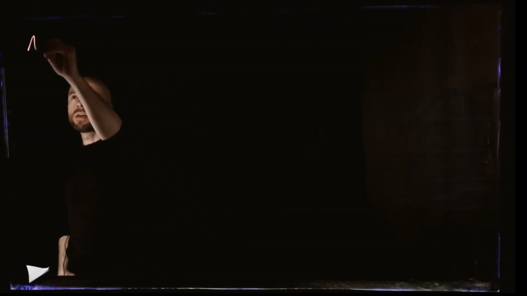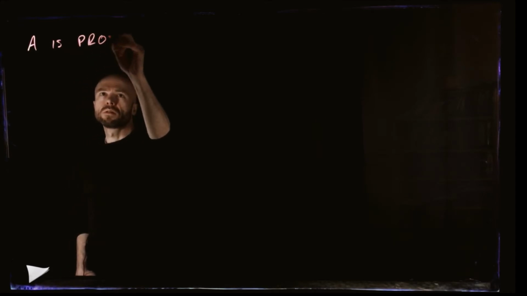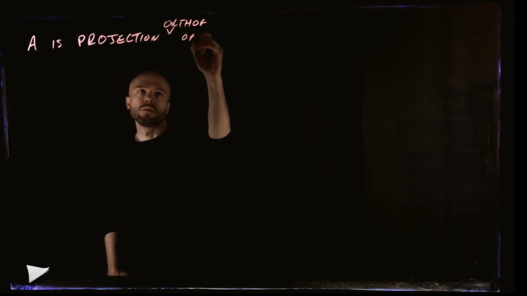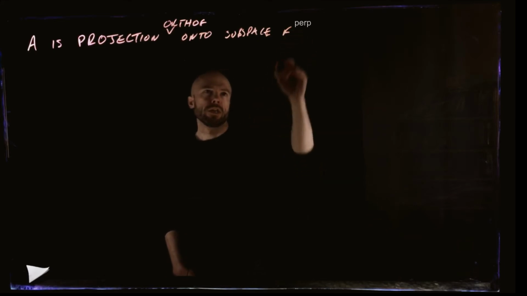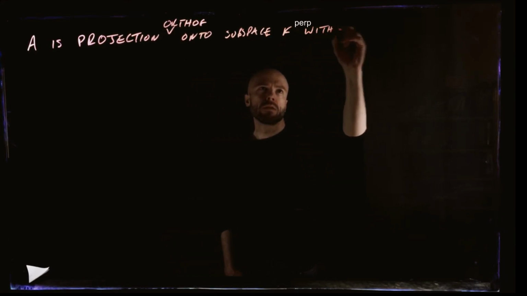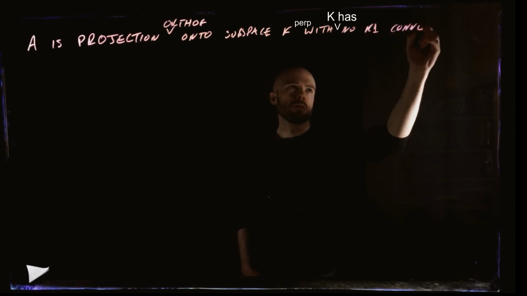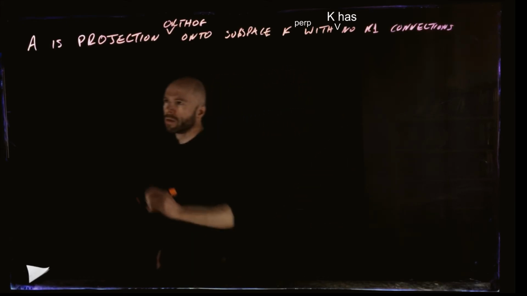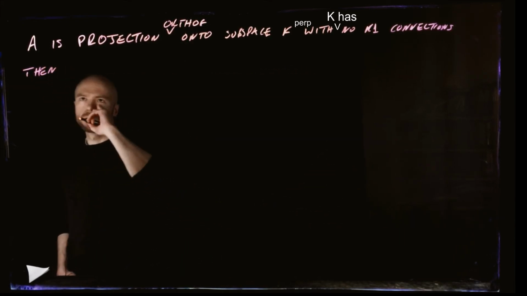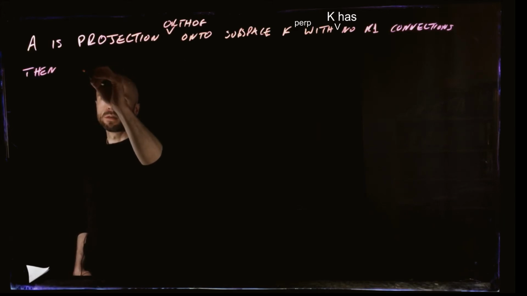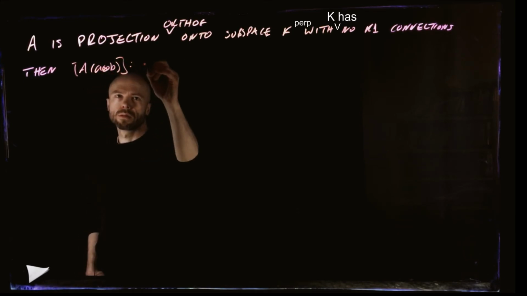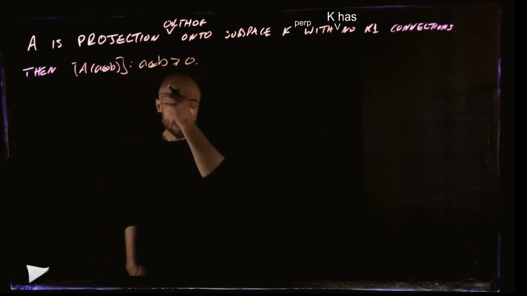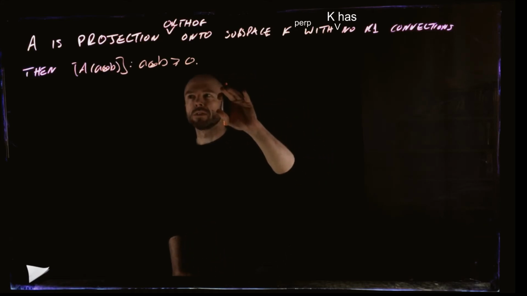So we've learned that if A is the orthogonal projection onto subspace K, which has no rank-1 connections, then we have that A satisfies this inequality, which is exactly the classical ellipticity condition that we discussed before.